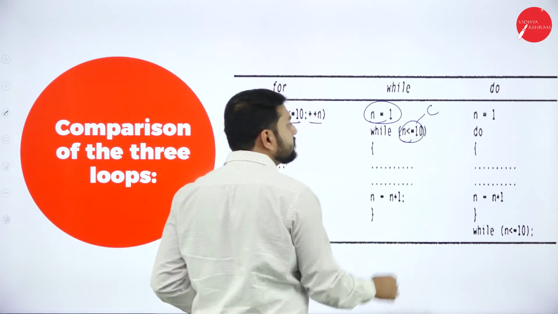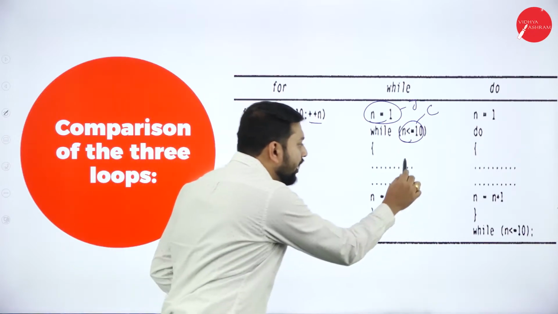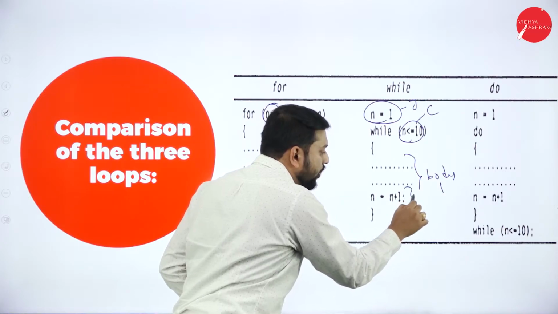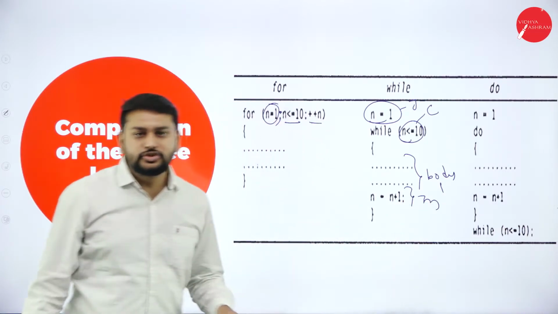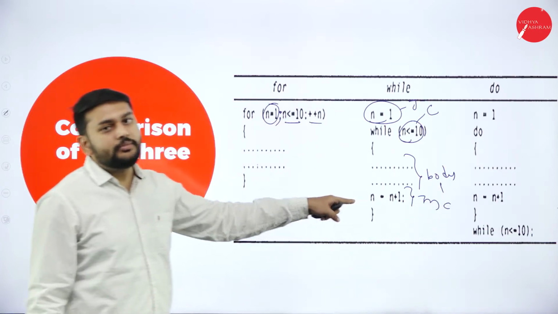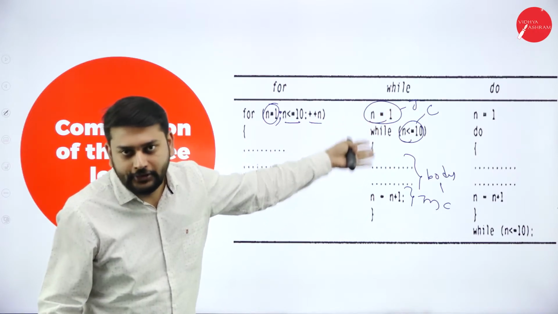Okay, this is what I will call the condition. This is initialization, this is condition, and this is what I will call the body of the loop. And this is what I will call the increment. This is very, very important that you need to remember. Always the increment will come inside the loop and initialization is outside the loop, here in the syntax.